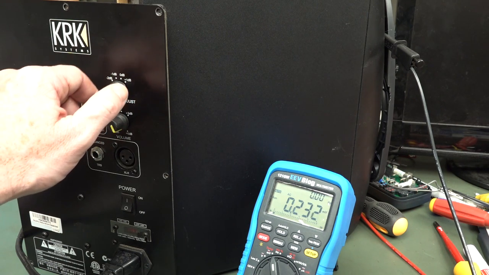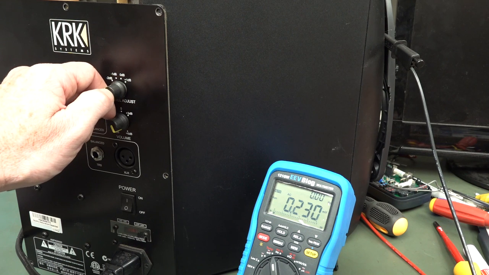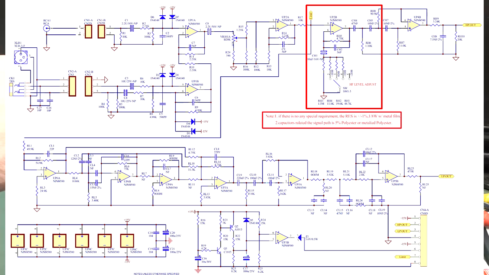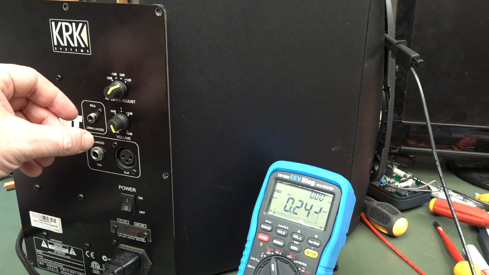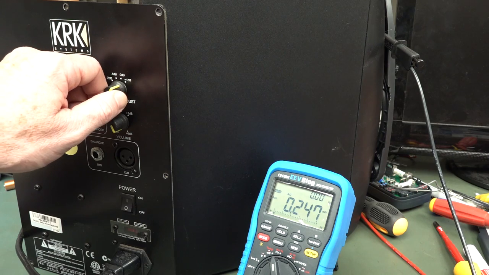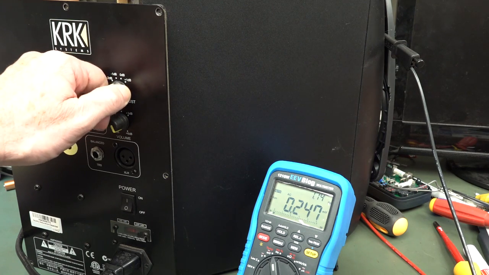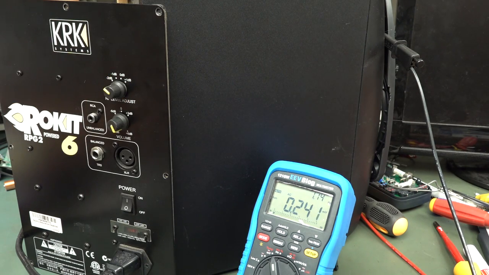Look at that. It is going down. So that does show that this is, of course, on the input filter side of it. So here's the schematic for that. You can see where that is. So it looks like the noise is coming from that front end with the Japan Radio Corp 4580 op amps.